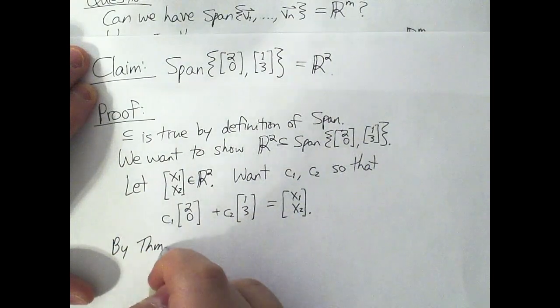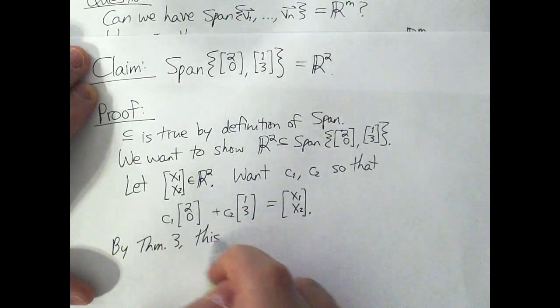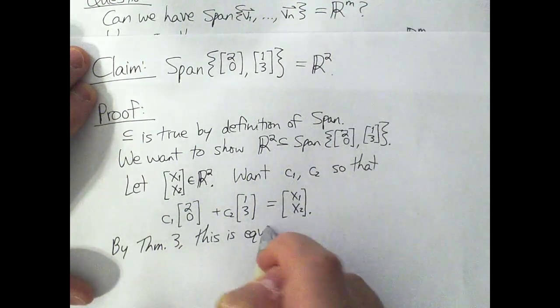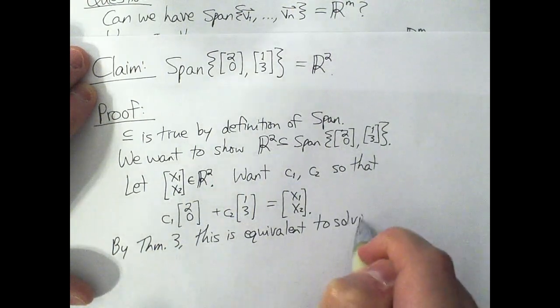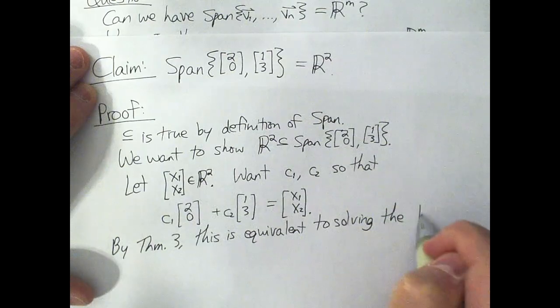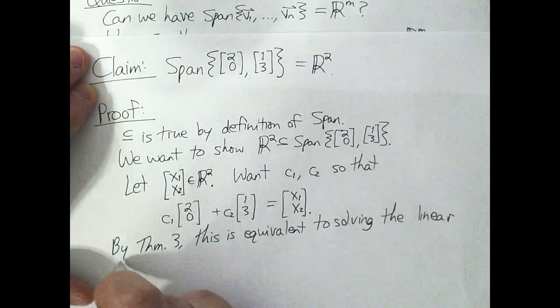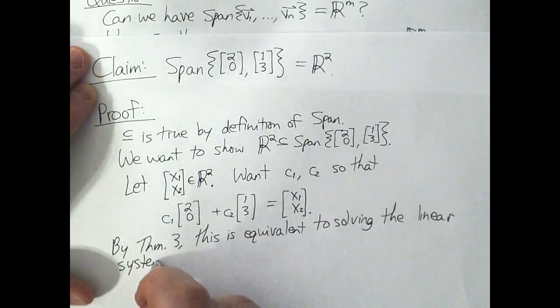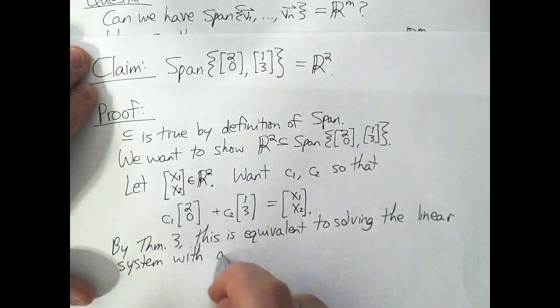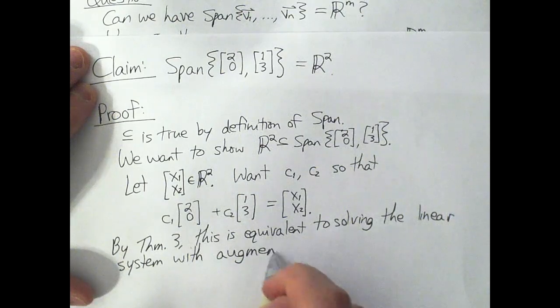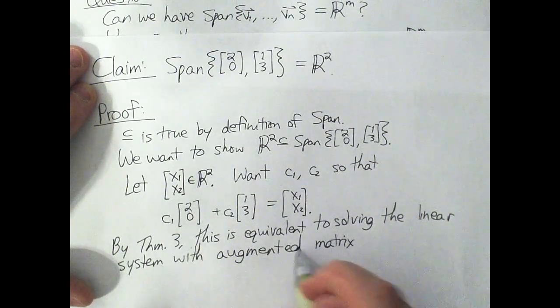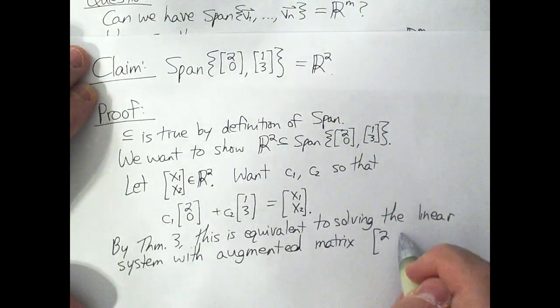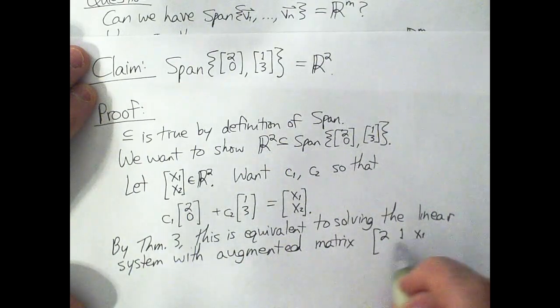By Theorem 3, this is equivalent to solving the linear system with augmented matrix [2, 1 | x1; 0, 3 | x2].